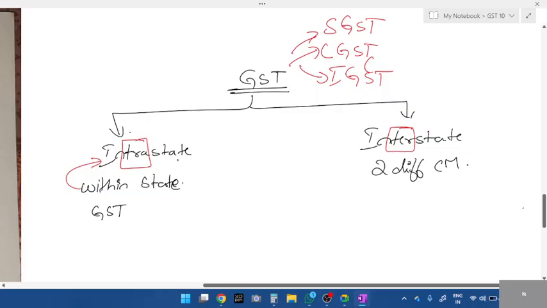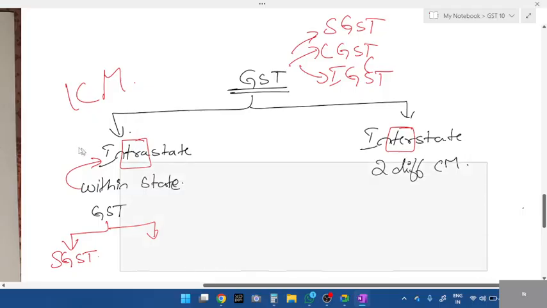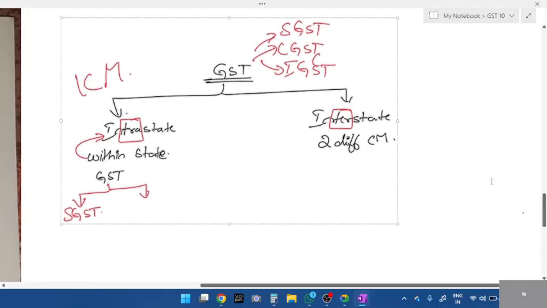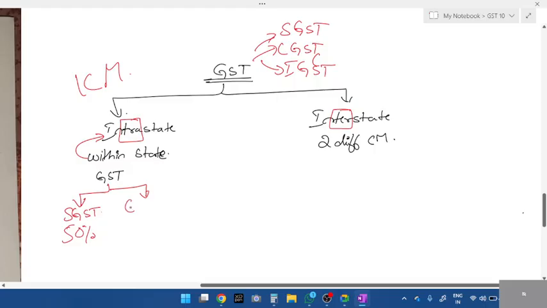Fine. So the GST will get split into two parts. The two parts are SGST 50%, equal share. If there is only one chief minister, there is no fight. There is understanding between the central and state government. So this GST will be split into two equal halves, 50-50%: 50% for SGST, 50% for CGST. SGST stands for State Goods and Services Tax, S for State. C stands for Central. I stands for Integrated.